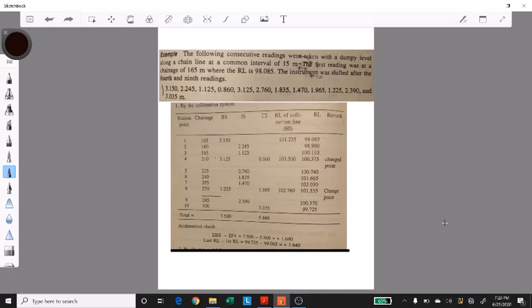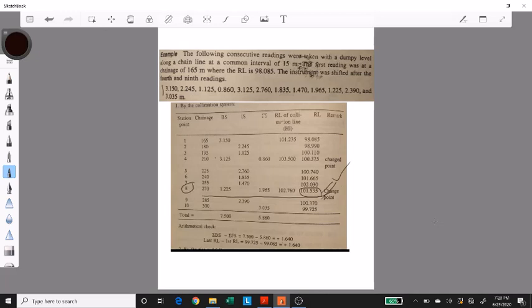So we had solved it up till this point. We had found out the reduced level of the second change point, and now we had to proceed further. When we again changed the location of the instrument, we took the first reading at the point of known reduced level, which is the benchmark, station number 8, and the reduced level is 101.535.